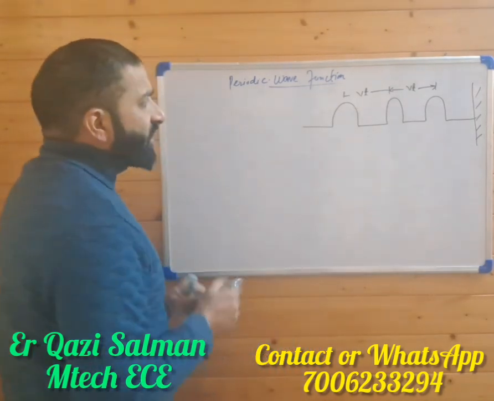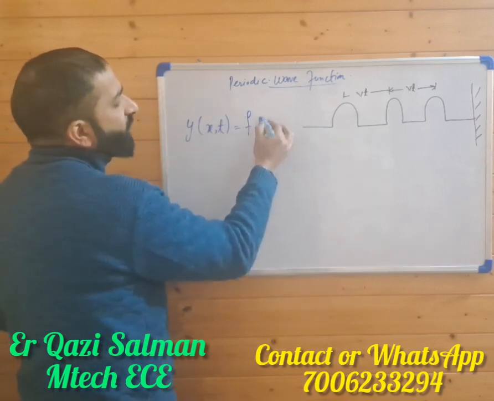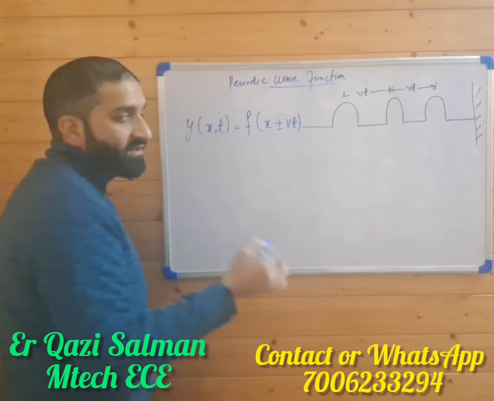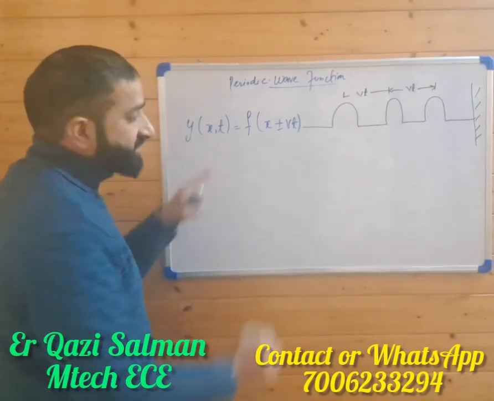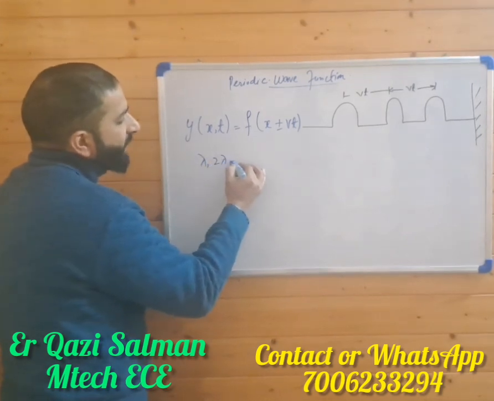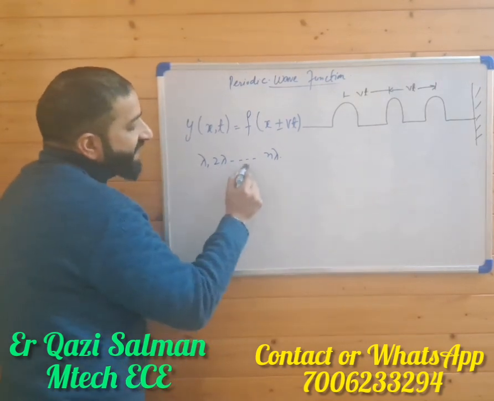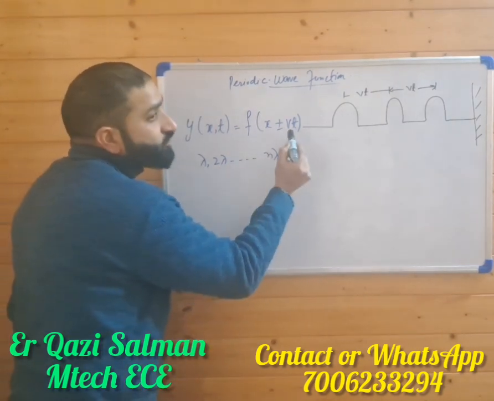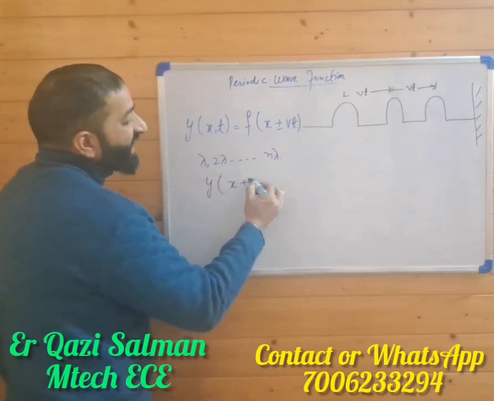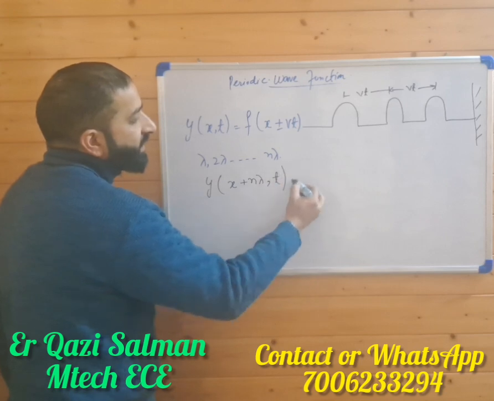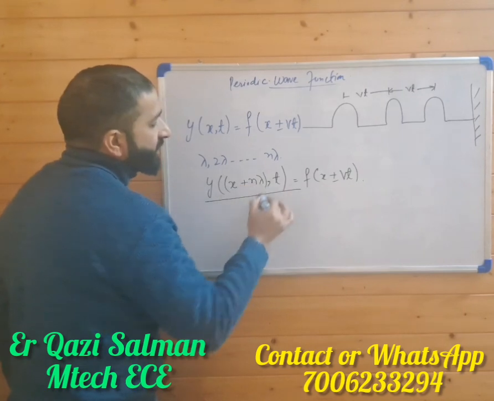Okay. Now we know that a wave function y of x comma t is equal to f of x plus or minus vt, as already shown. Now a periodic wave function repeats itself after lambda, 2 lambda, and so on up to n lambda. So we say that after these gaps of lambda, the wave function should be the same. That is the periodic wave function. So I can say that y of x plus n lambda comma t is equal to f of x plus or minus vt. This is a periodic wave function.